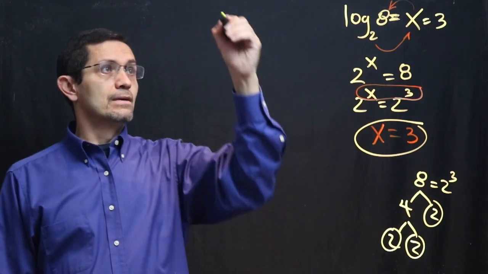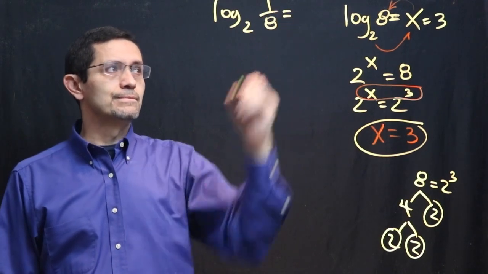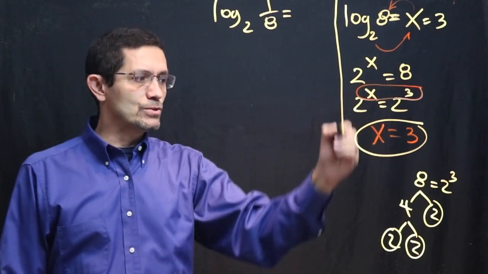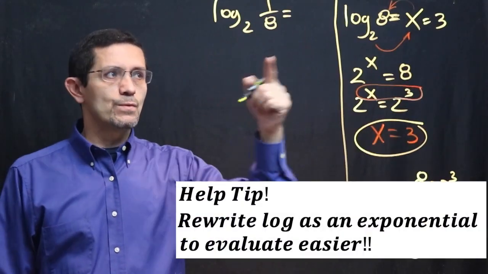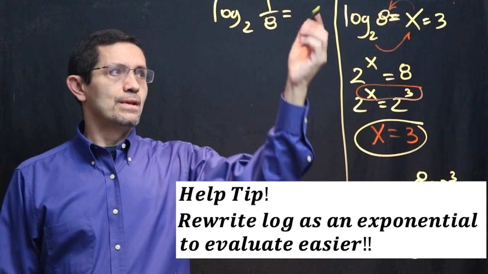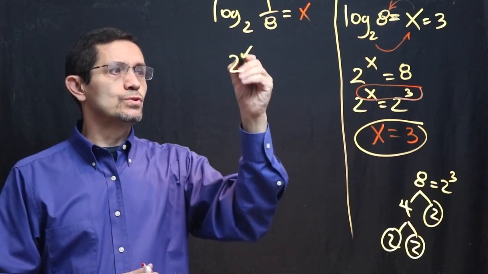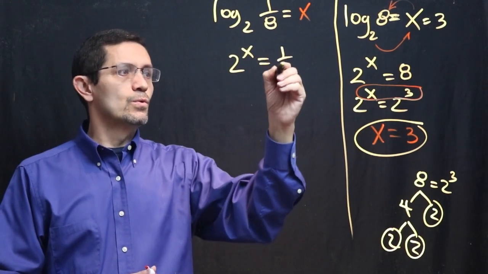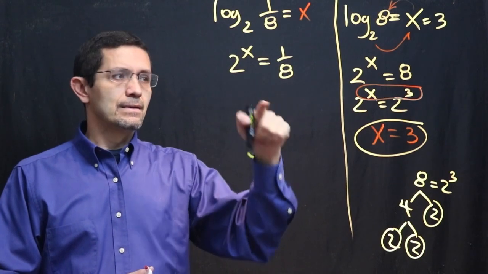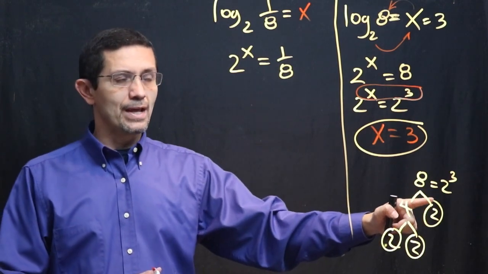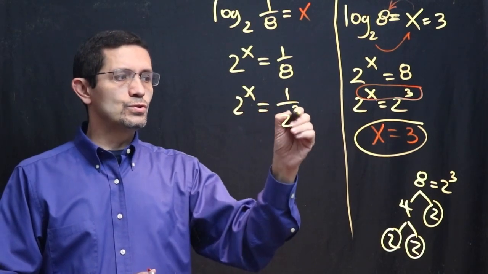So let's say that I have a log on base 2 of 1 over 8. Okay? How much is that equal to? Same idea. I break the 8 and I rewrite that as an exponential. So I'm going to have an x right here, and I'll have 2 to the x equals 1 over 8. Same idea. I want to break the 8. So the 8 is 2 to the third power because I already have it. So 2 to the x equals 1 over 2 to the third power.